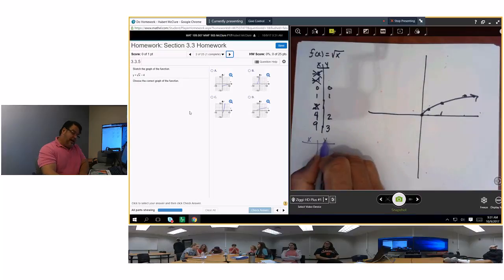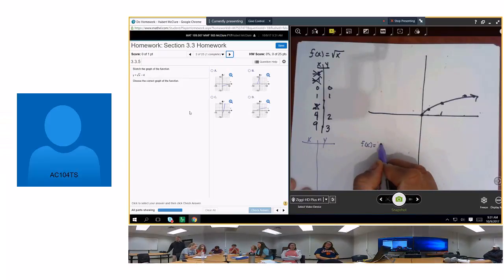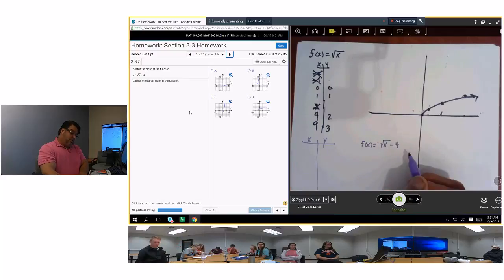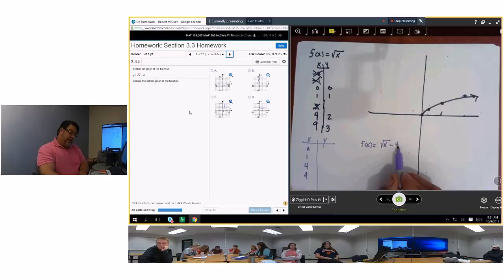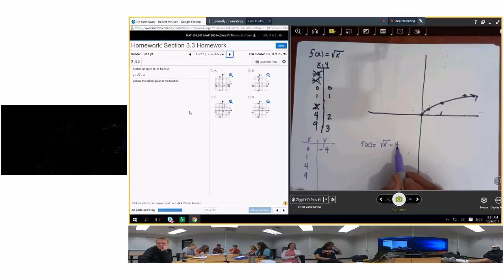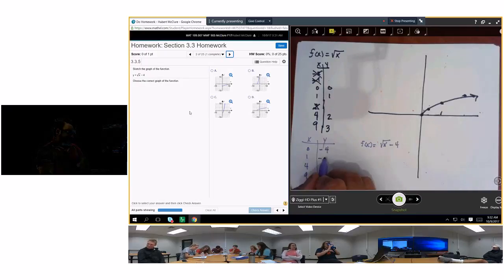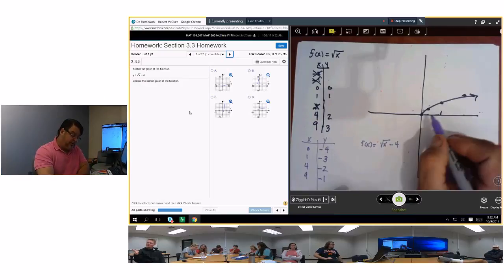x, y. f of x is equal to square root of x minus 4. So 0, 1, 4, 9. 0 minus 4 is what? Negative 4. 1 minus 4 is negative 3. 2 minus 4 is negative 2. 3 minus 4 is negative 1. And now you can plot those points. And look, a vertical shift of 4 down.